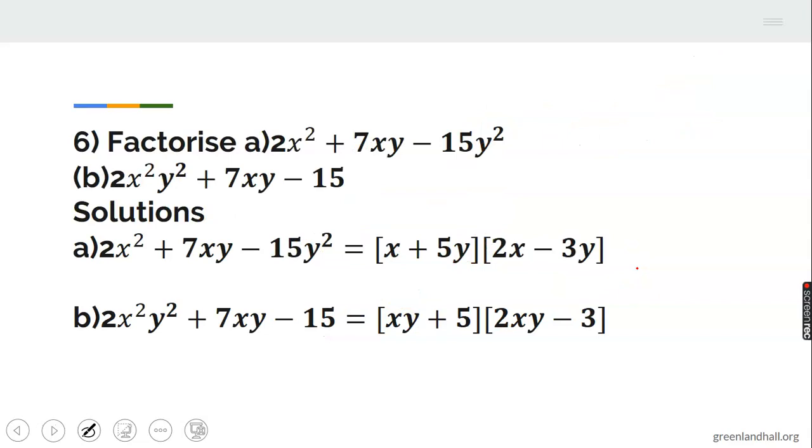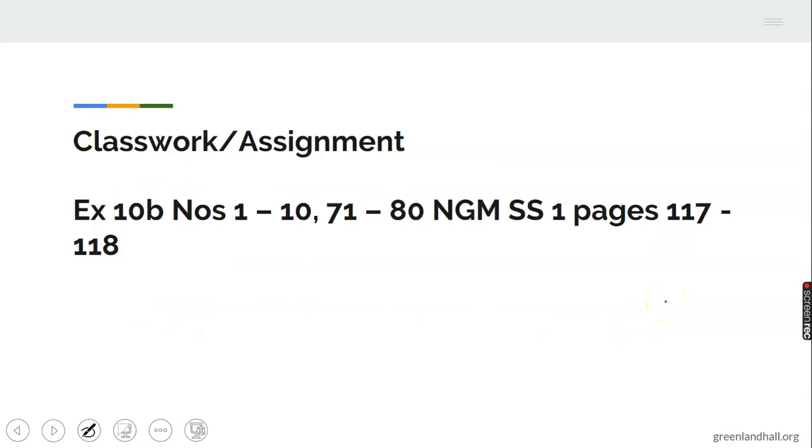Now here, similarly, these two are similar to the last two I've done for you. So you use this grouping to do them, and you will have this and this. They are similar, so I move on. I'm giving you this one as a classwork assignment.